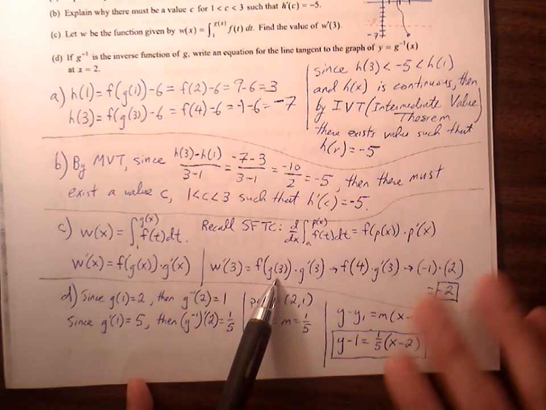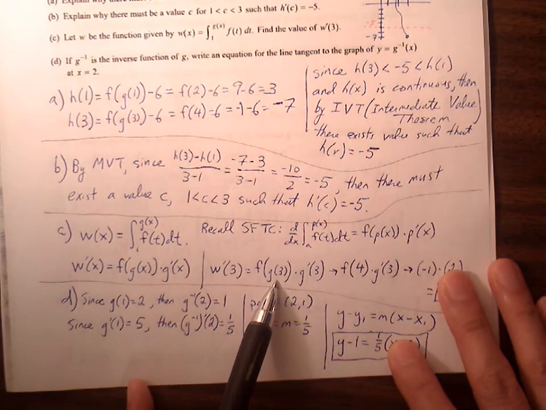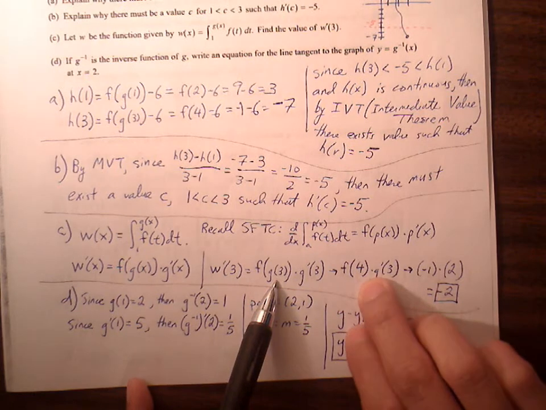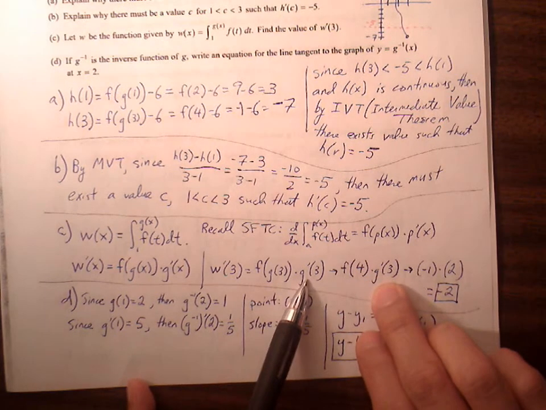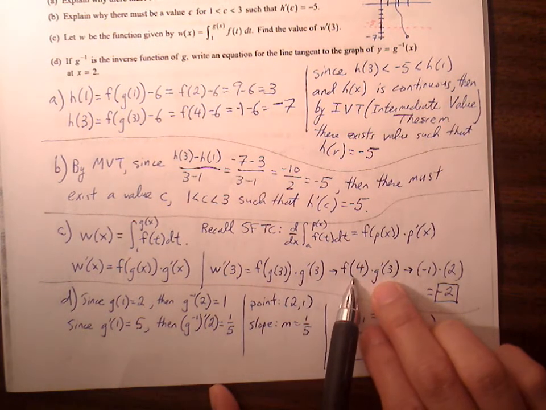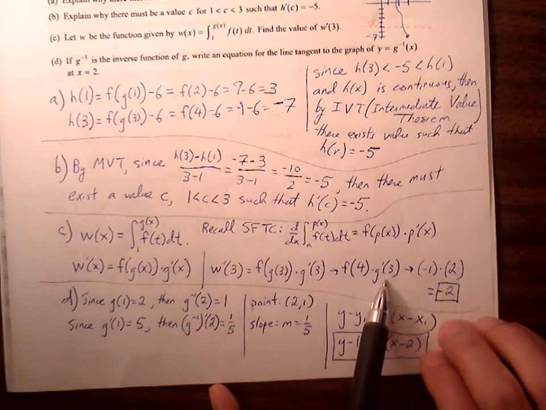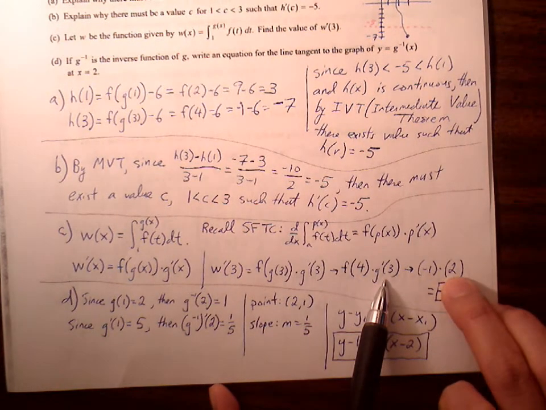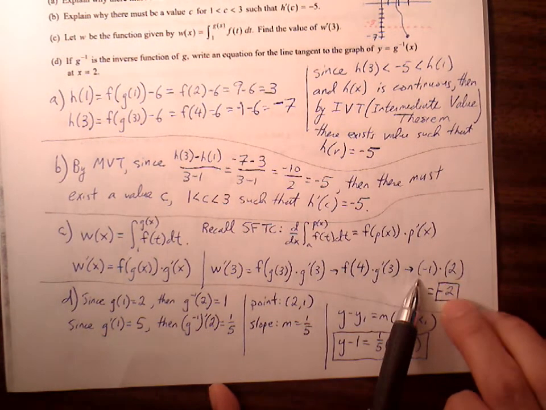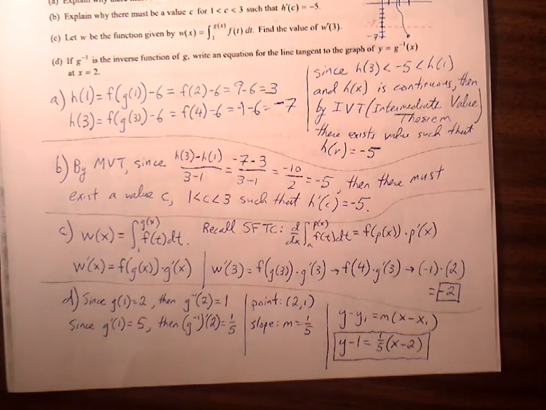We go to our table of values. g of 3 is equal to 4. g prime of 3, we can do that later. So now we're down to f of 4 times g prime of 3. f of 4, we go to our table of values, is equal to -1. g prime of 3, we go to our table, it's going to be 2. So -1 times 2 is equal to -2.